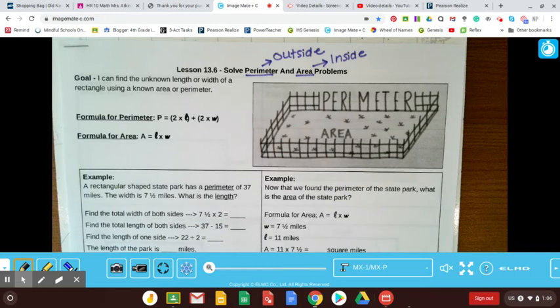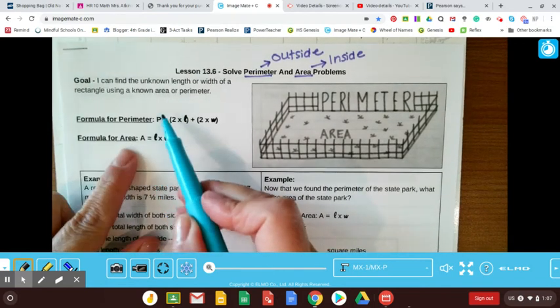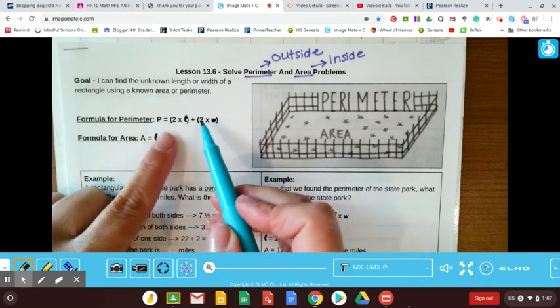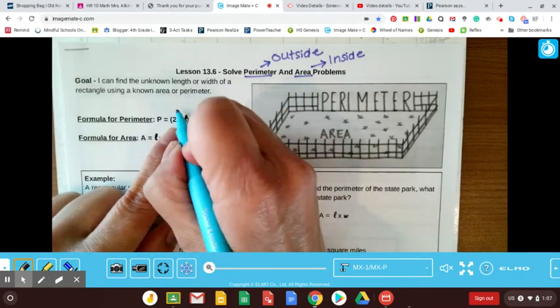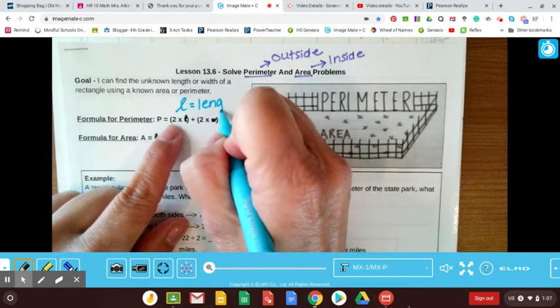So our goal today is to find the unknown length or width of a rectangle using a known area or perimeter. Okay, that's our fourth grade standard. And there are formulas for remembering area and perimeter. Perimeter is 2 times the length, this fancy L right there, it's like a cursive L, that stands for length.